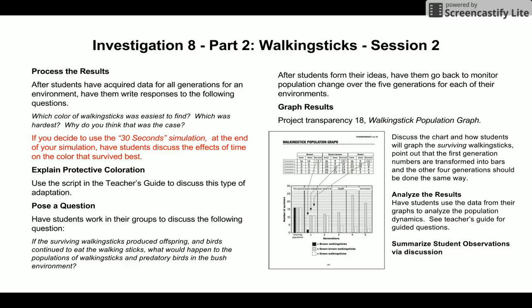Use Transparency 18, Walking Stick Population, to demonstrate for students what information they should be graphing and how the graph should look. Have students use the data from their graphs to analyze the population dynamics. Use the teacher's guide for further discussion.